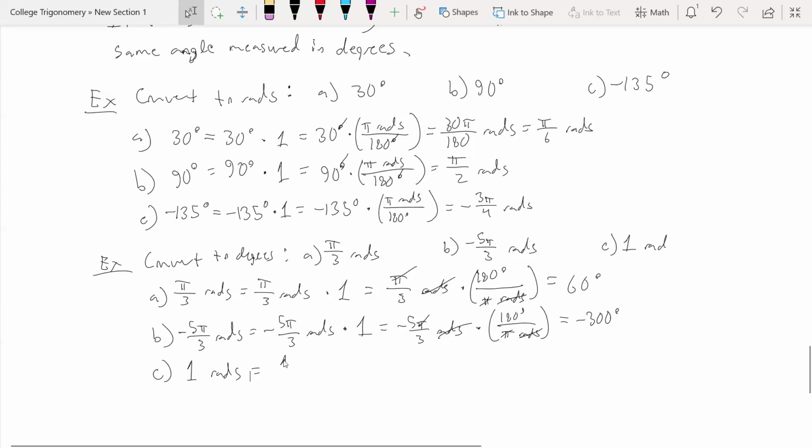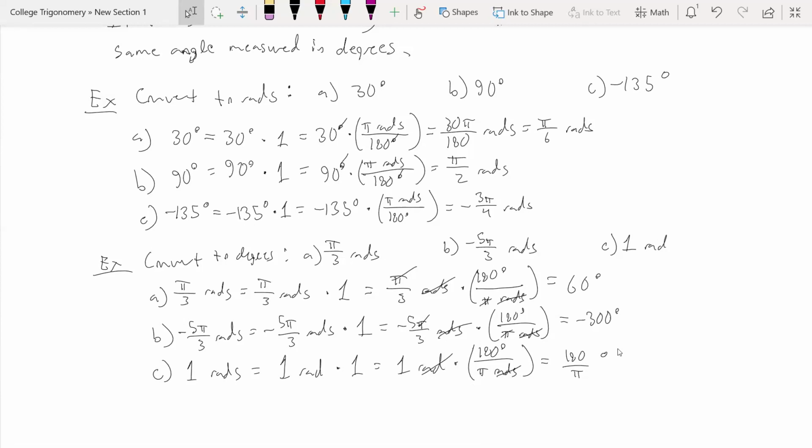1 radian. And we're going to multiply it by 1 in a funny way. So we have 1 rad times 180 degrees divided by pi rads. So my rads cancel off, and I just have 1 times 180 degrees over pi. So that's 180 over pi degrees. And that's an exact answer, right?